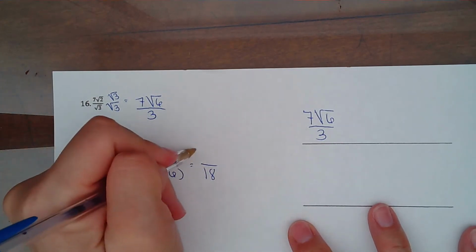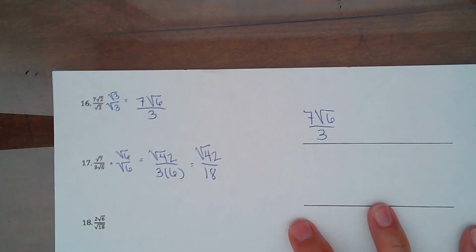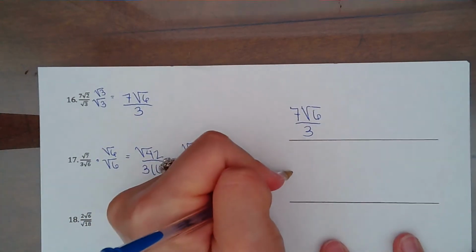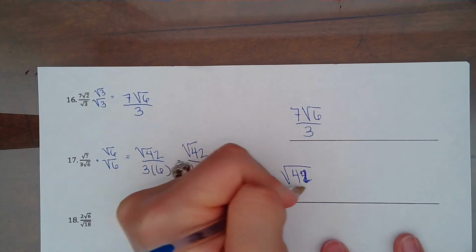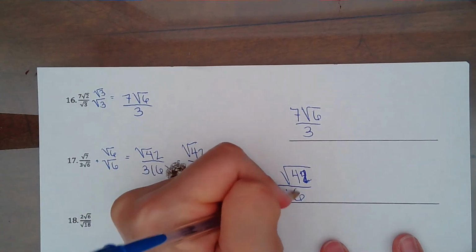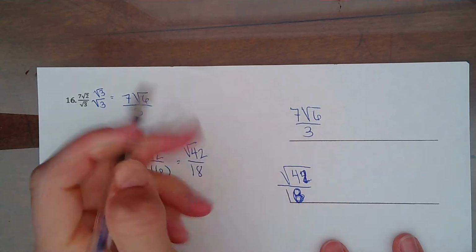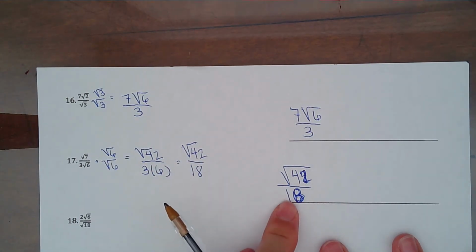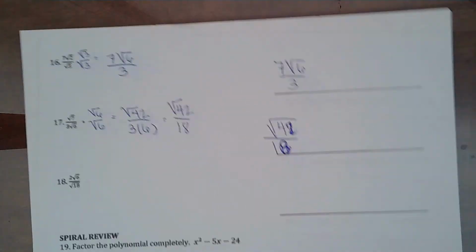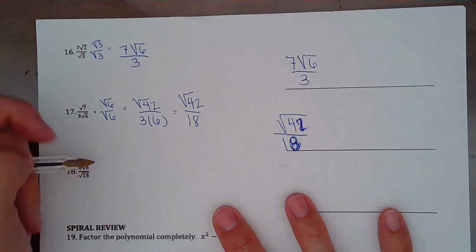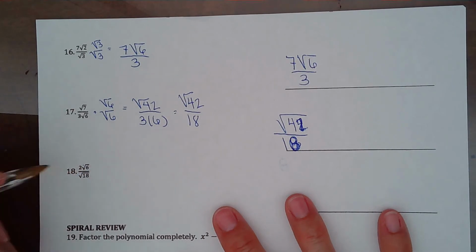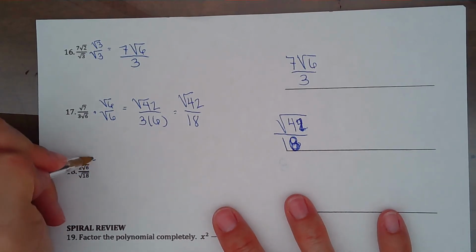Rad 42, you cannot simplify it. So it simply just stays rad 42 over 18. Here is something we can actually simplify. They're both in radicals, so we can mess with them. So I am going to reduce them both by 6.